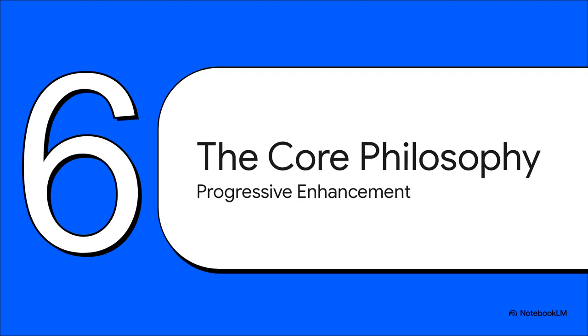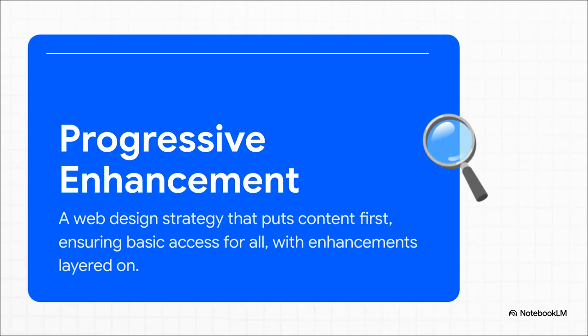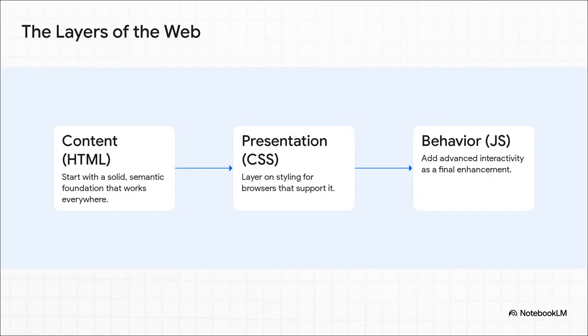What's the big idea, the grand philosophy that ties all this together? Well, it's a foundational principle for building on the web, and it's called progressive enhancement. It's a really beautiful, simple, user-first idea. You start with the most important thing, the content. You make absolutely sure that the core information, the basic functionality of your site, is available to everyone, on every device, no matter what.